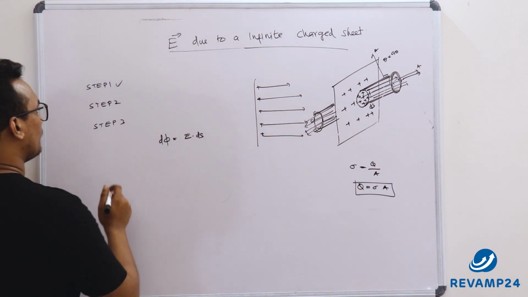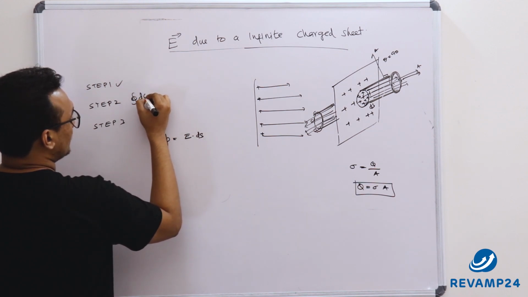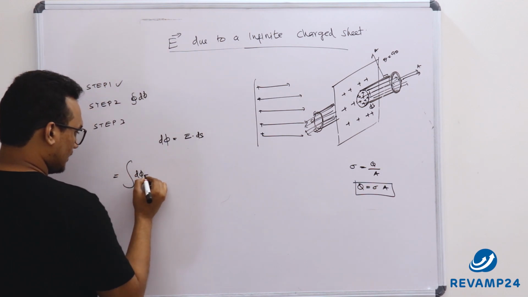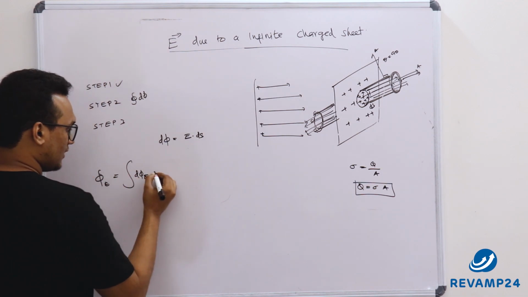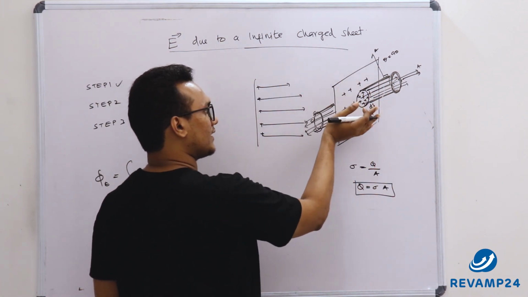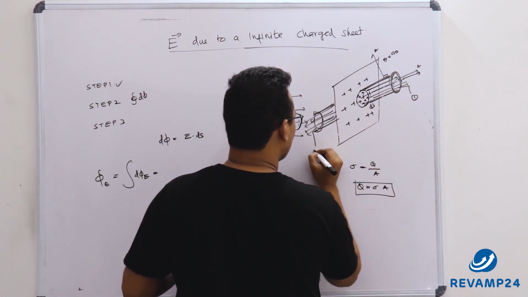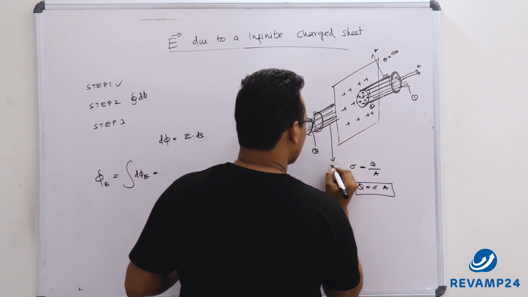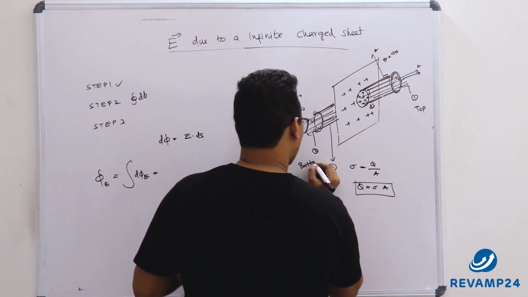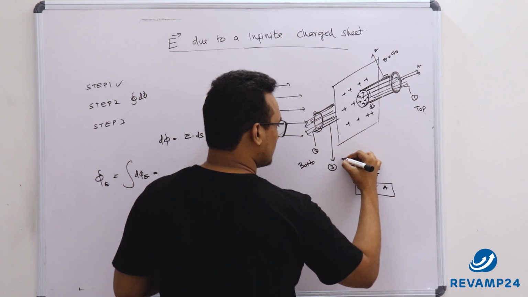Step two, find the closed integral of d phi, which is phi e, the total flux. How to get it? How many surfaces do we have? One, two and a curved surface. So this one is 1, the top, and this is 2, and we have a curved surface 3. Top or bottom, anyway, in my picture it is top and bottom. Okay, 3 is the curved surface.